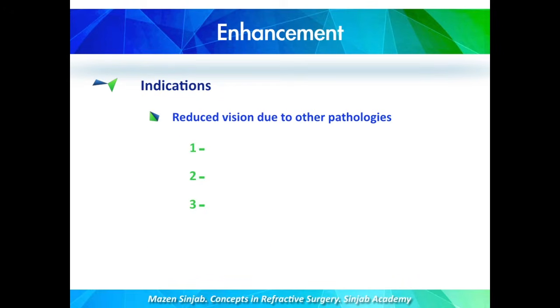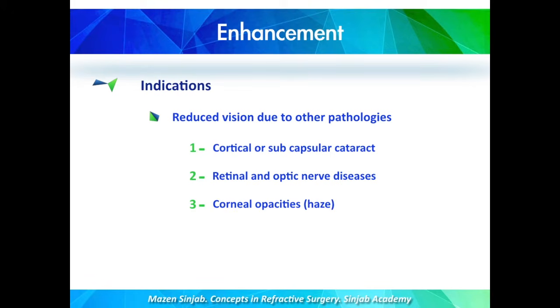The reduced vision due to other pathologies. Sometimes, after the operation, the patient may have reduced vision due to cortical or subcapsular cataract, retinal and optic nerve diseases, or corneal opacities such as haze. Especially when the haze is very mild, it can be misdiagnosed.